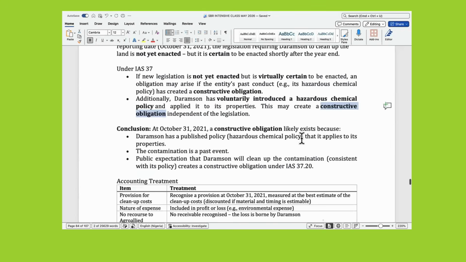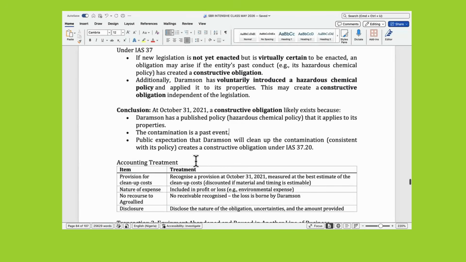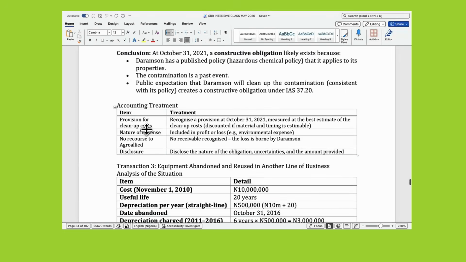So because of this constructive obligation, that is, he has a published policy that he applies to its properties, and the contamination happened in past events, it shows that he has created a public expectation that he's going to clean up. So he needs to make a provision for this cleanup. He will recognize a provision and he will measure it at the best estimate of the cost of the cleanup.